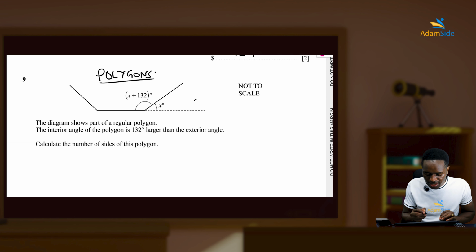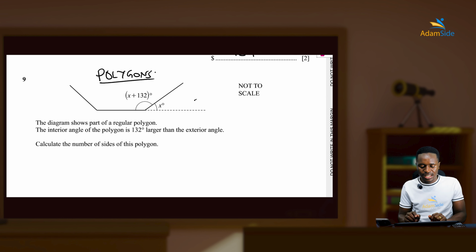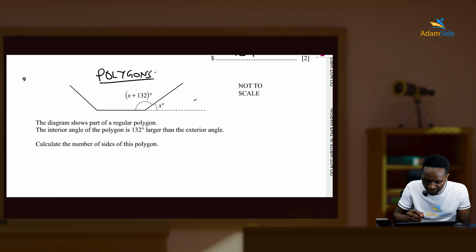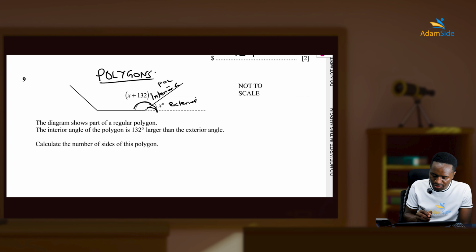They want you to apply the knowledge of polygons: getting the number of sides, getting the interior angles, and comparing the angles with the number of sides. We know that inside the polygon, this is called an interior angle, and here it's the exterior angle. Exterior angle and interior angle are always in a straight line, and they add up to 180 degrees. So that's the first principle.